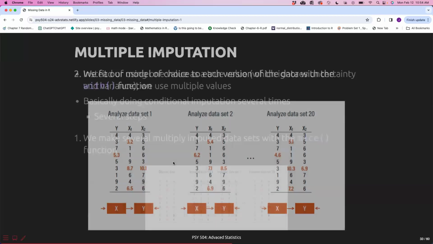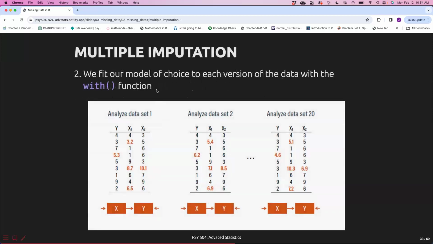That's the first step. The second step is to analyze those imputed data sets, and we can use with to do this. So we have one data set with our imputed values, and we're going to perform regression on this. Then we have our second data set, and we're going to perform regression on that. And we're going to do that all the way to data set 20.